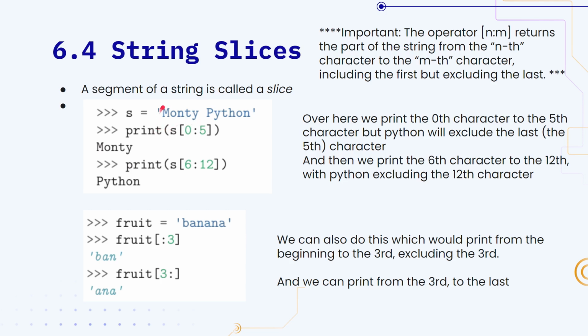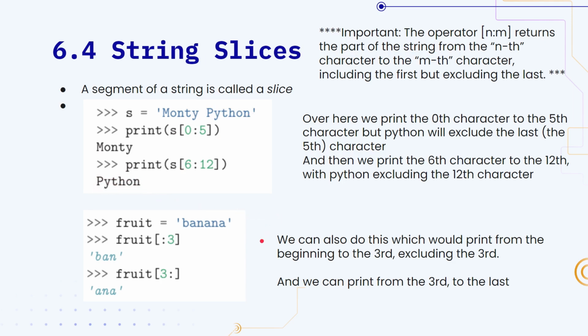So let's just count. 0, 1, 2, 3, 4, 5, ending at the space, which we do not include, but we do include the beginning, so we should just get Monty, which is seen here. We can also start in the middle if we want to, so we can print the variable s sliced from 6 to 12, 12 exclusive, so let's start at 6, which is the P, 6, 7, 8, 9, 10, 11, 12, and the 12th is just empty. And we exclude it anyway. So we just want to consider the word Python, which is what is seen here.